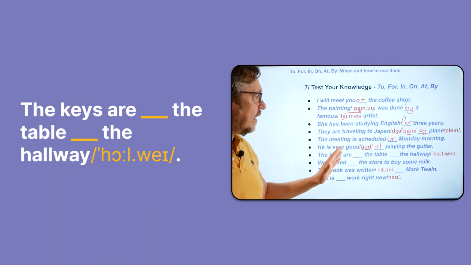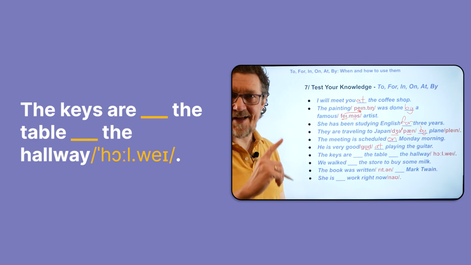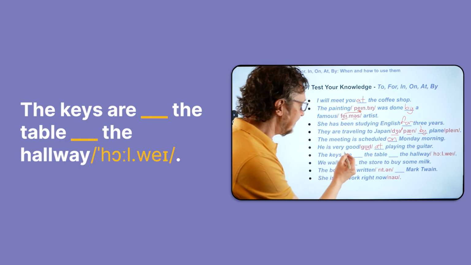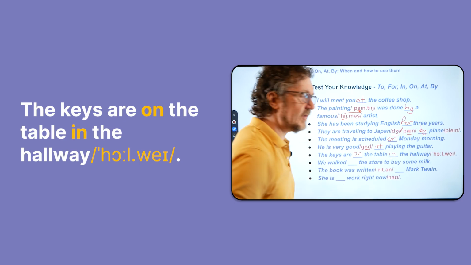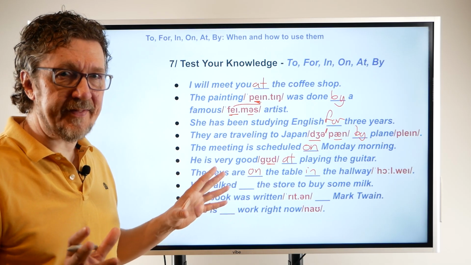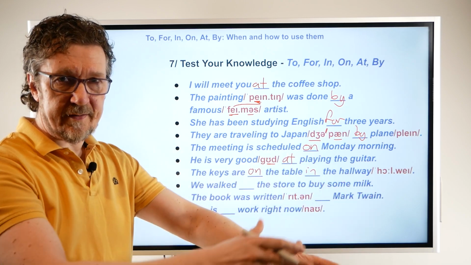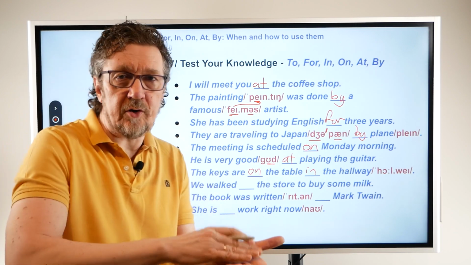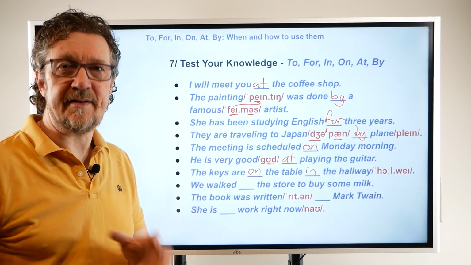The keys are the table, the hallway. Now, there's two there, two different ones. Which one would you put? Yes, the keys are on the table, in the hallway. You see? Now, the good thing about this is that we have the keys, you can picture them, on the table, in the hallway, okay? And when something has been said that it's on something, it must be followed by in something. It's on, in the hallway, okay? So that's how it works.